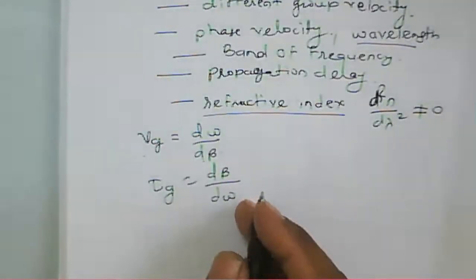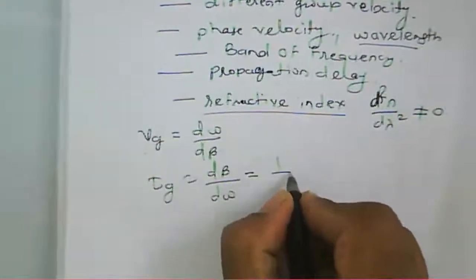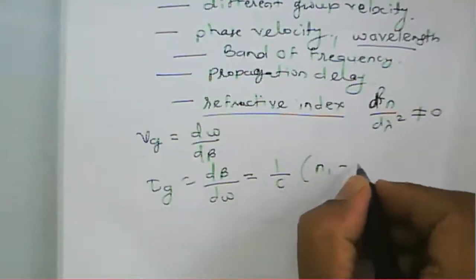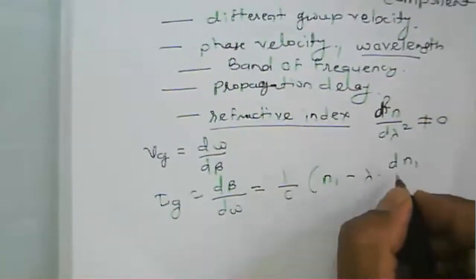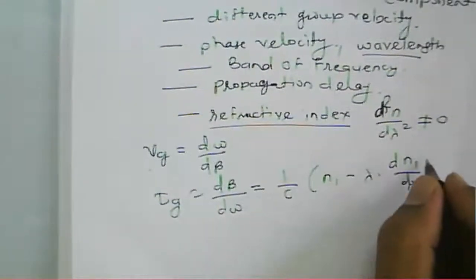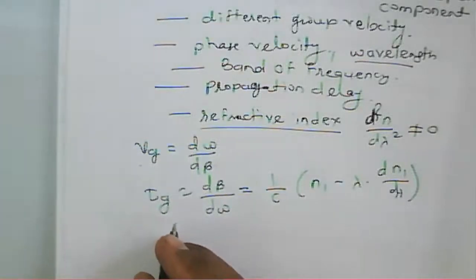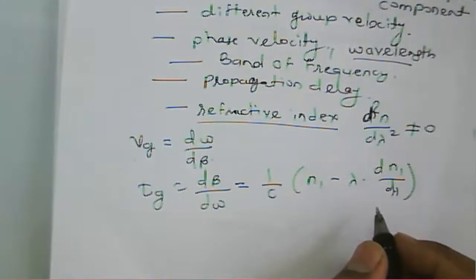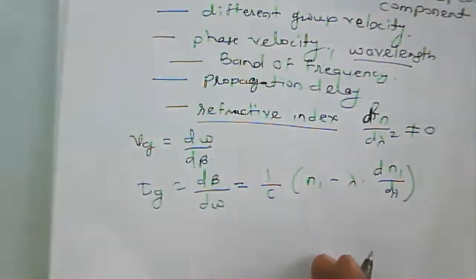Then if you solve it for the group delay, since it depends upon the velocity, we get n1 minus lambda dn1 by d lambda, which is the group delay. And here n1 is nothing but the refractive index of the given material.